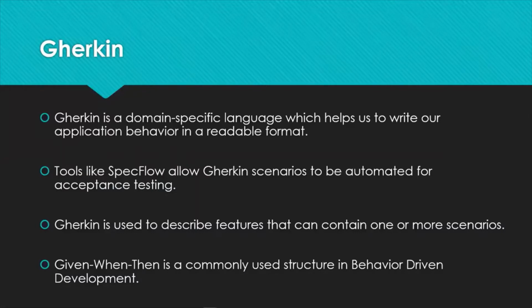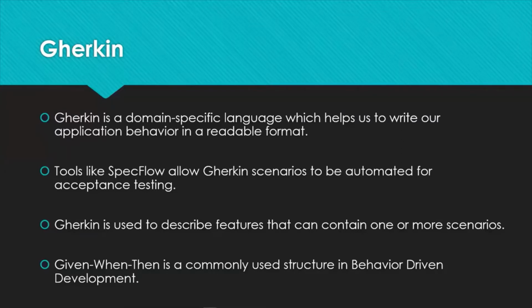Gherkin is used to describe features that can contain one or more scenarios. Scenarios are described using steps in a given-when-then structure. Scenario outline is another important Gherkin concept which describes a scenario template and a table of examples, where each row describes a variation of these scenarios. Gherkin also defines concepts like tagging, which can be used to influence scenario execution.